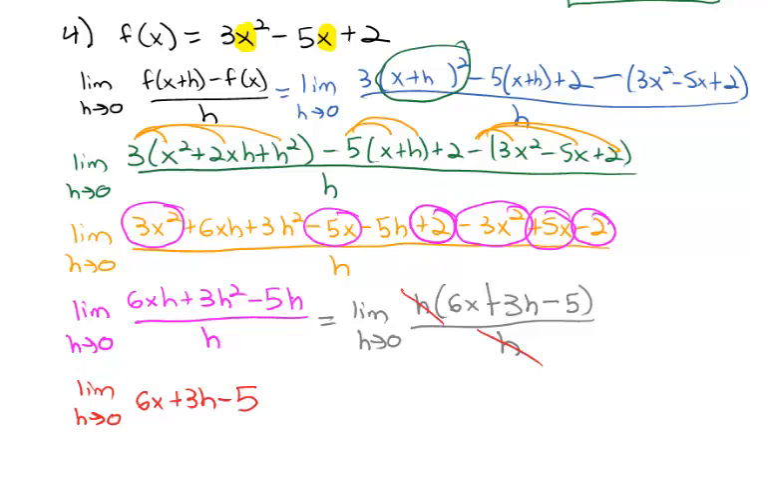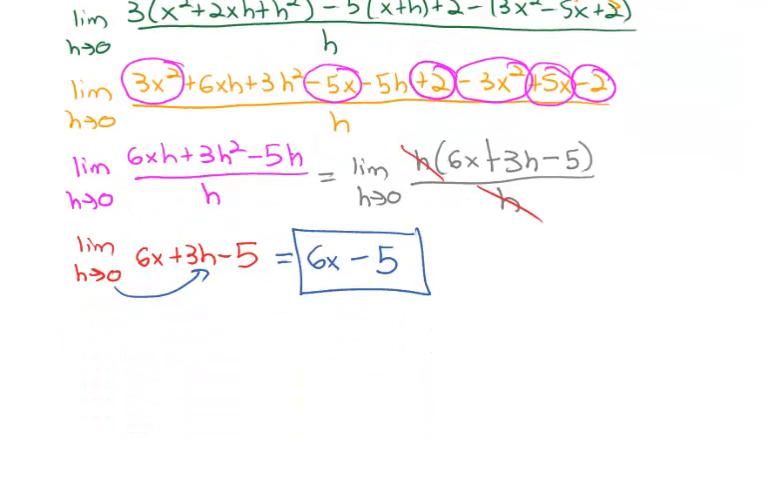No more h's in the denominator, so now we're not undefined. Let's plug 0 in for h. That's 6x plus 3 times 0. That's 0 minus 5. The derivative of this function is 6x minus 5. Again, easy calculus, a lot of playing and massaging with our algebra skills to get it into a form that we can use, that we can plug 0 in for the h.